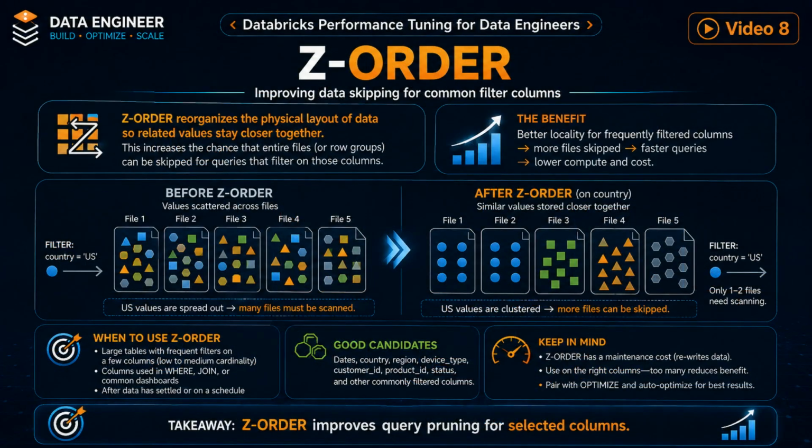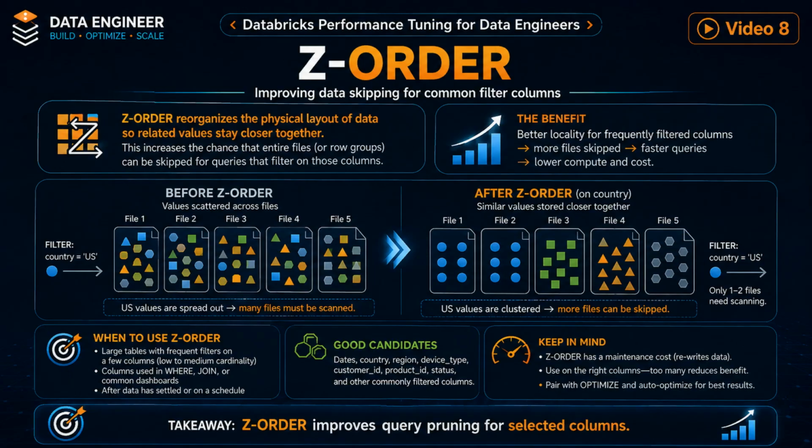Z-order improves data skipping by reorganizing data layout for selected columns. It places related values closer together inside files, which increases the chance that entire files or file sections can be skipped. This is especially useful when users frequently filter by the same columns, such as date, country, customer ID, product ID, status, device type, or region.